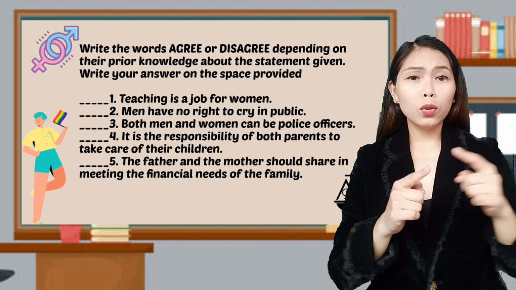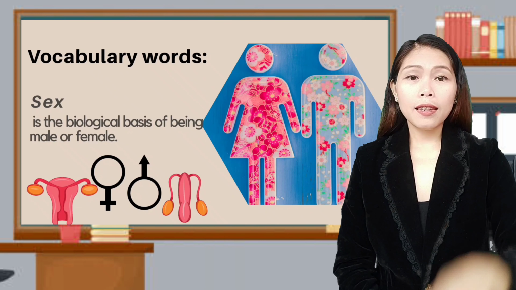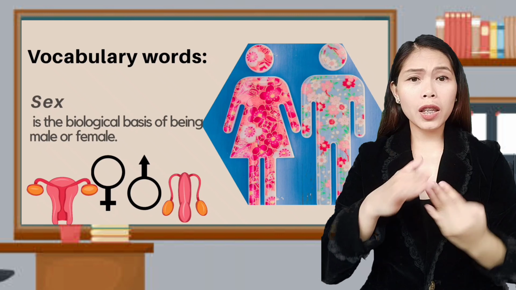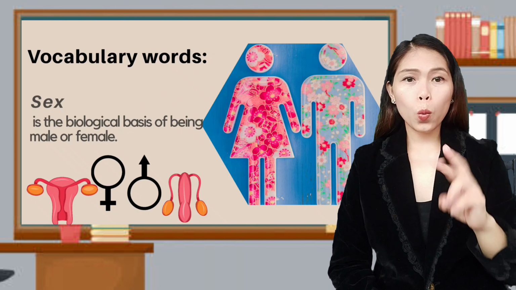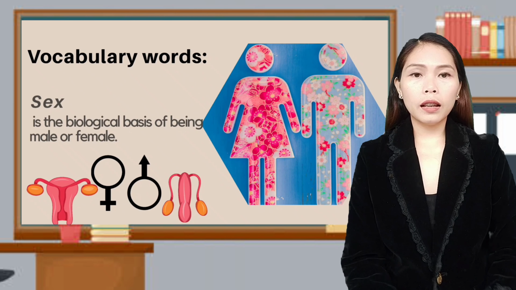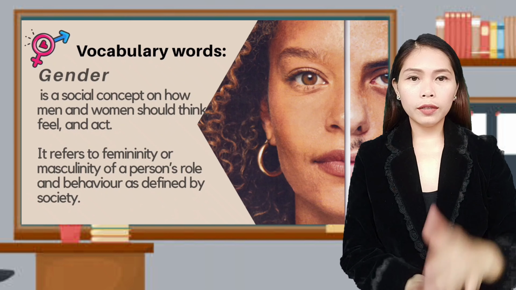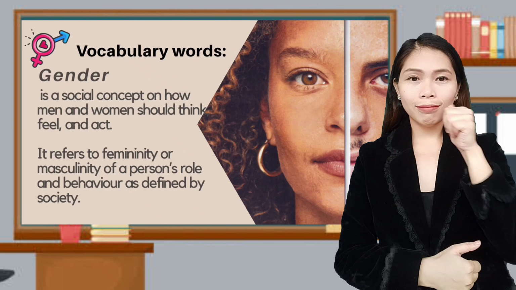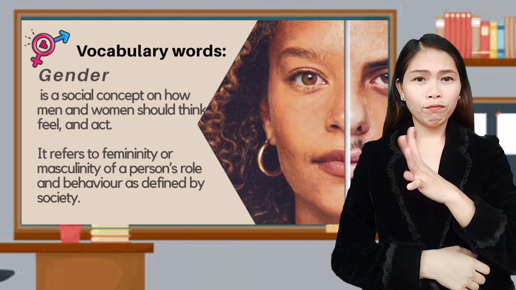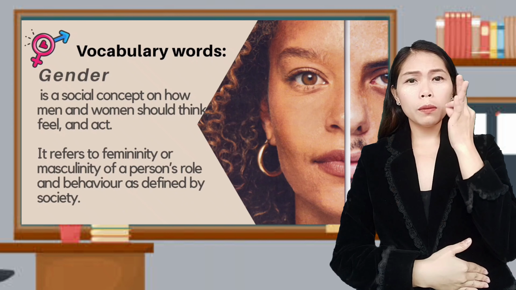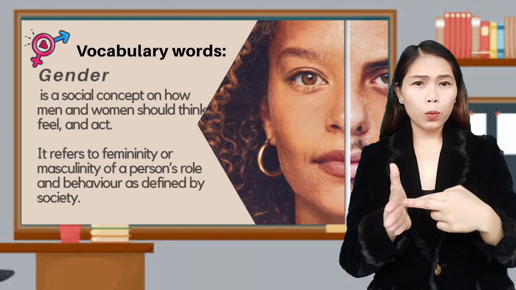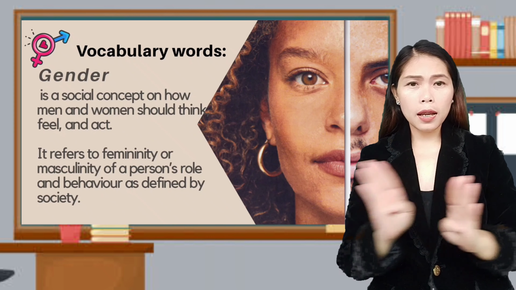Let's proceed to vocabulary words. Sex. It is the biological basis of being a male or a female. Gender. Gender is a social concept on how a man and woman should think, feel, and act. It refers to femininity or masculinity of a person's role and behavior as defined by society.